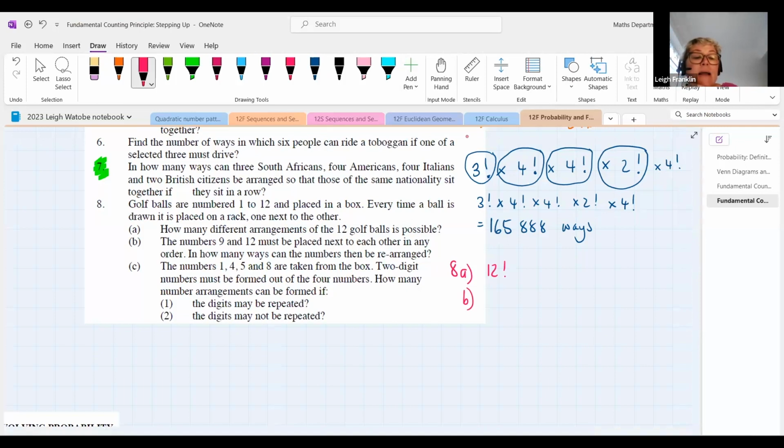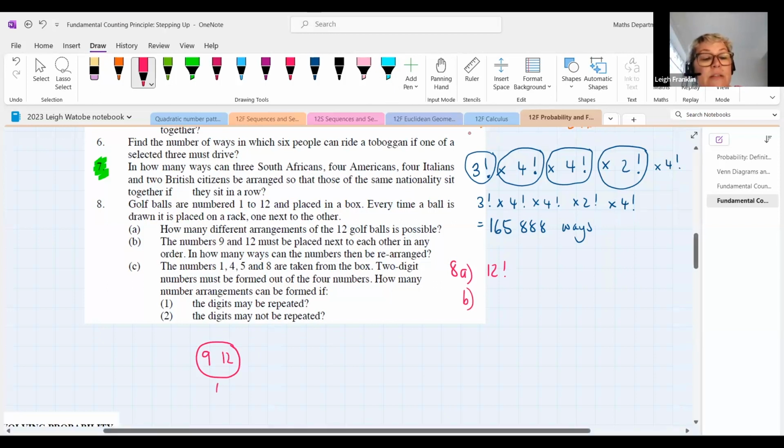The numbers 9 and 12 must be placed next to each other in any order. In how many ways can the numbers then be rearranged? Okay, so what I'm going to do is put number 9 and number 12 together. Pumzile is hot off the press there. Well done, Pumzile. So that is going to be 2 factorial ways in which they can be arranged with each other. Now we have 10 other numbers.